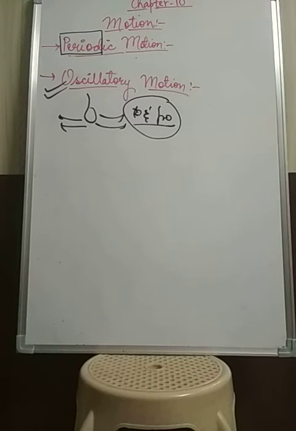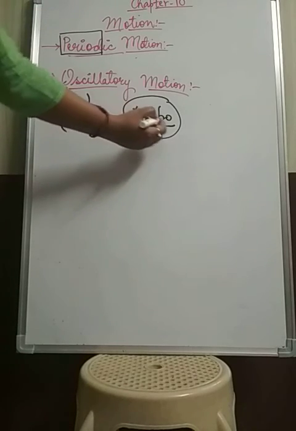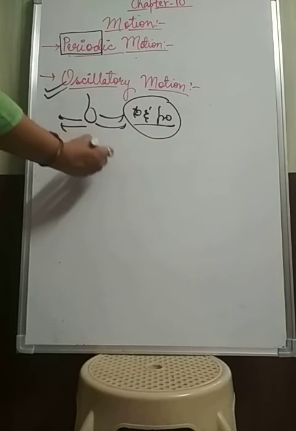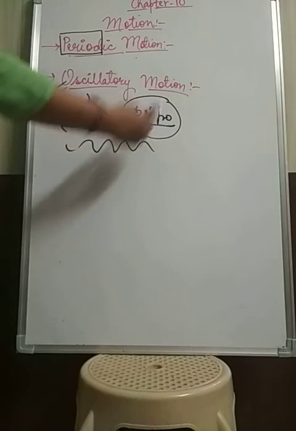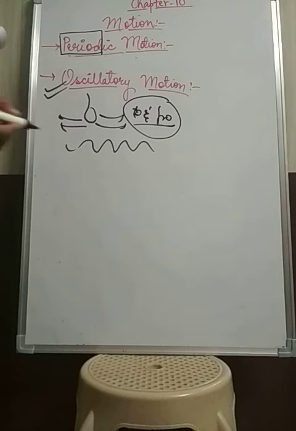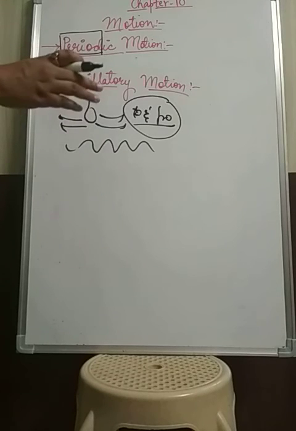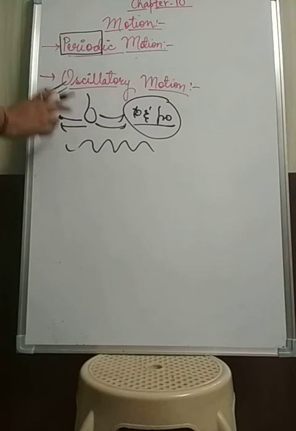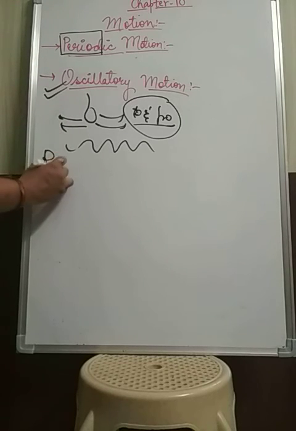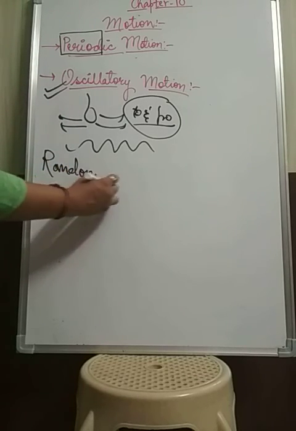Now the next type of motion is random motion. Random means in any manner. Just like if I am writing here, to and fro or oscillatory or any other word, then my motion is in any direction, okay? There is no fixed direction or fixed path to be followed. So that type of motion is considered random motion. That is known as random motion.